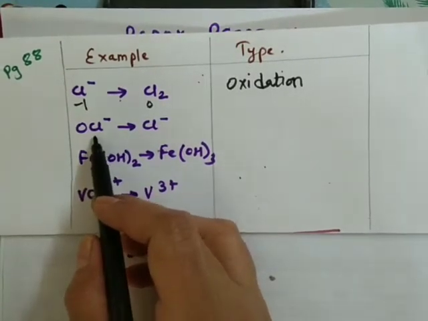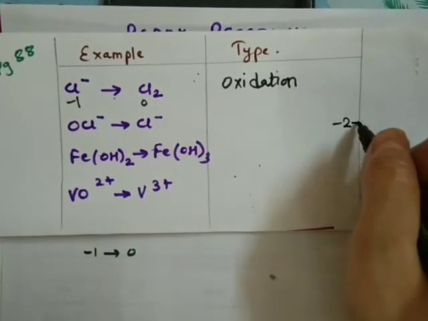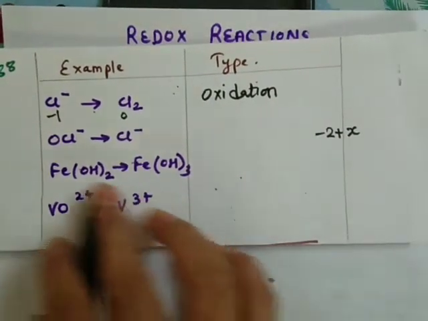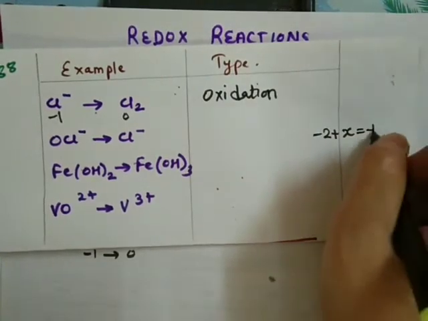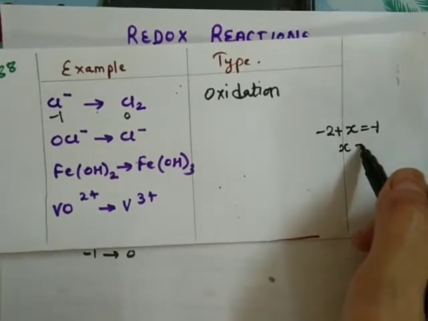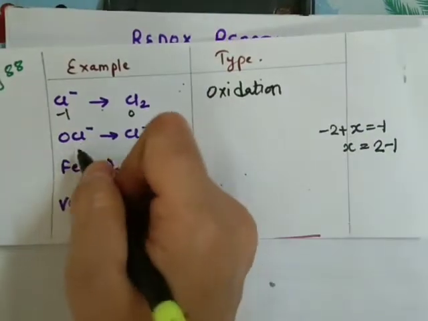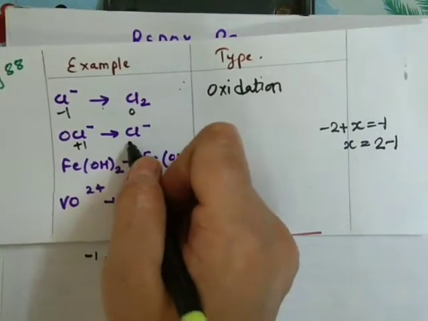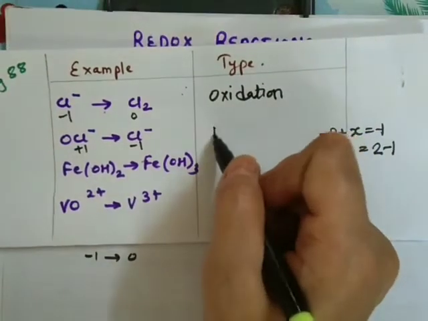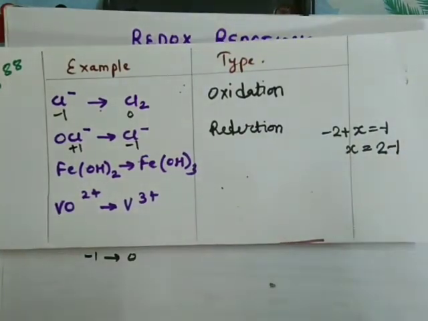OCl-. हाउ आई विल कैलकुलेट फॉर क्लोरीन हियर? ऑक्सीजन कितना है? -2. क्लोरीन आई वॉन्ट टू फाइंड आउट, सो आई विल राइट x. Okay, इक्वल टू आई विल राइट चार्ज -1. सो x का वैल्यू कितना आएगा? x will be -2 on right side when it goes 2 - 1 is +1. तो क्लोरीन इधर कितना है? +1 और इधर कितना है? -1. मीन्स फ्रॉम +1 it is reducing to -1. So obviously the reaction is of reduction type.